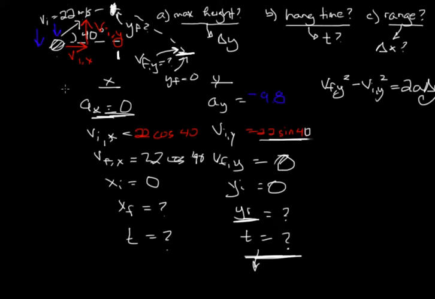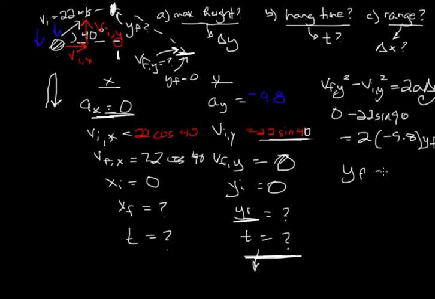Okay, so just think about it intuitively. Whenever you're throwing an object up, it's going to rise, and then for a split second, it's going to have a 0 velocity in the y direction, and then it's going to fall down and pick up its velocity again. So this is 0 minus 22 sine 40 equals 2 times negative 9.8 times delta y. Delta y is just y final minus 0, so y final. If you plug this into your calculator, you will get that y final is 0.72 meters. Okay, so that is your maximum height.